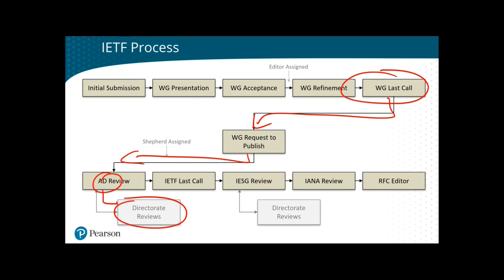The AD will ask the area directorate, somebody who is an expert in that area, to review it, and they will ask experts from other areas to review it. So, for instance, it could be a draft on the BGP protocol, but it may have security implications. So somebody on the security area directorate will be asked to review the document for security stuff.